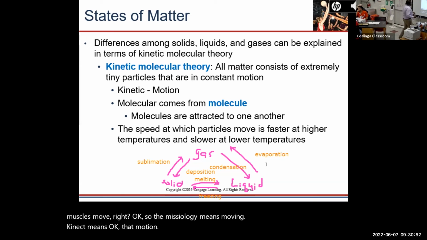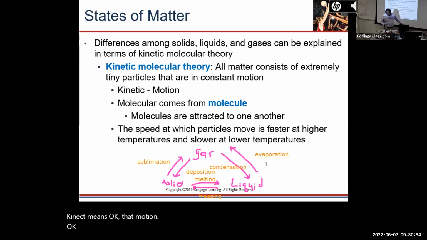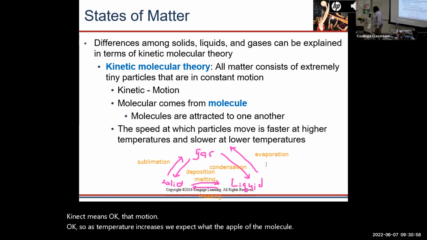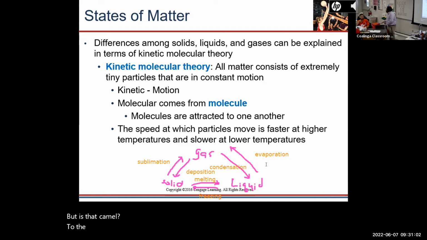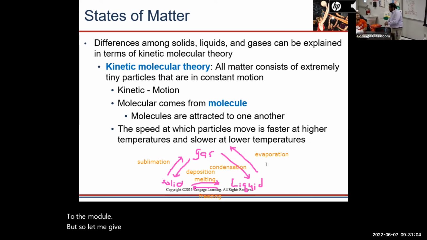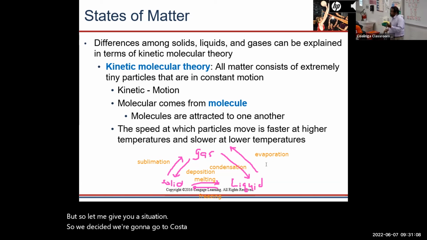Okay, so as temperature increases, we expect what to happen to the molecules? We'll put it like this. Well, let me give you a situation. So we decide we're going to go to Costa Rica. Right? Go to Costa Rica.